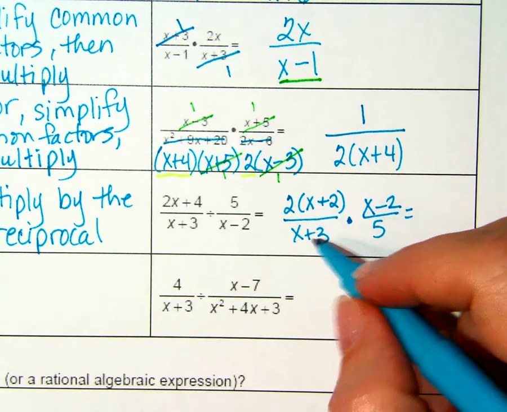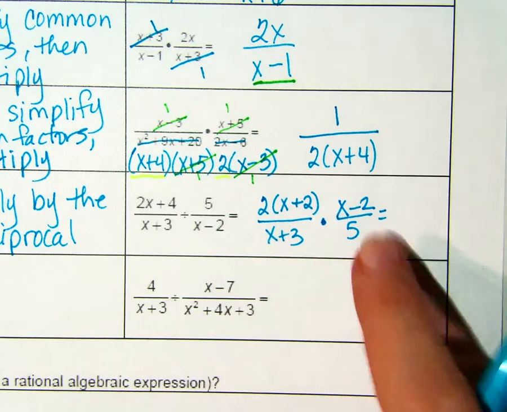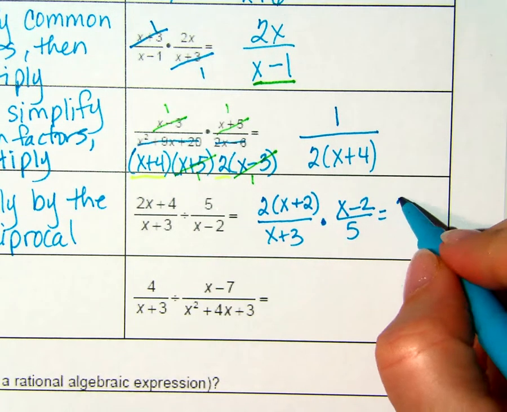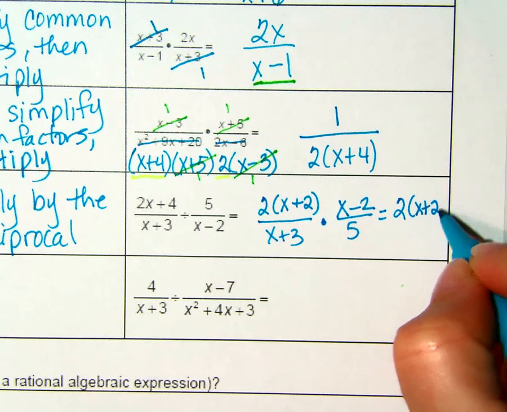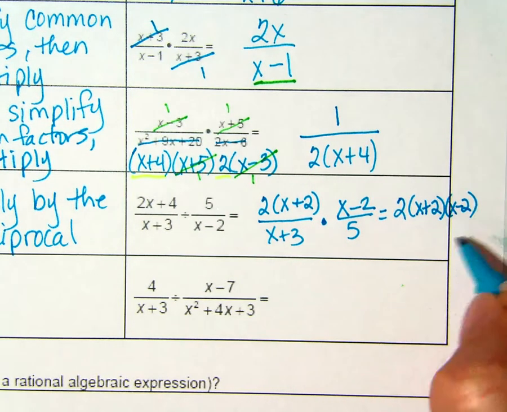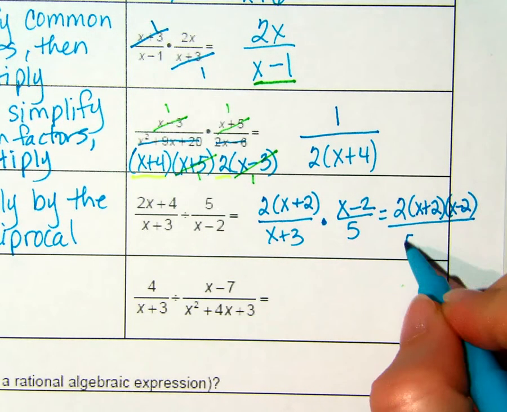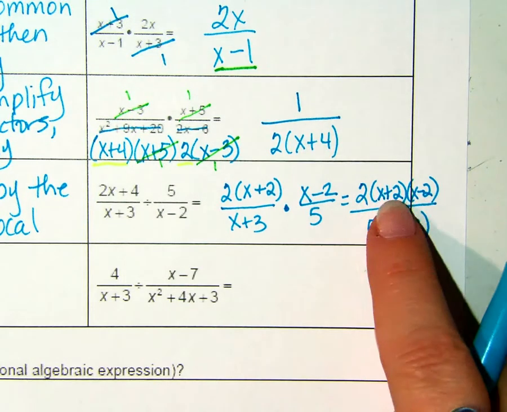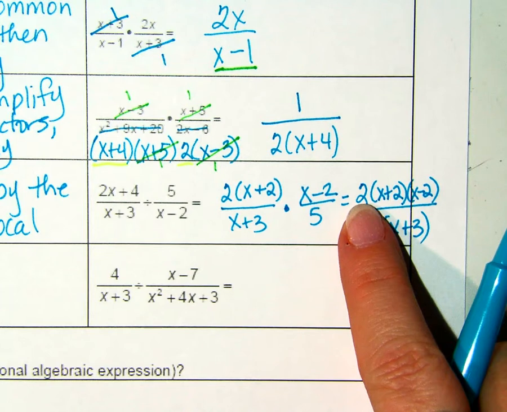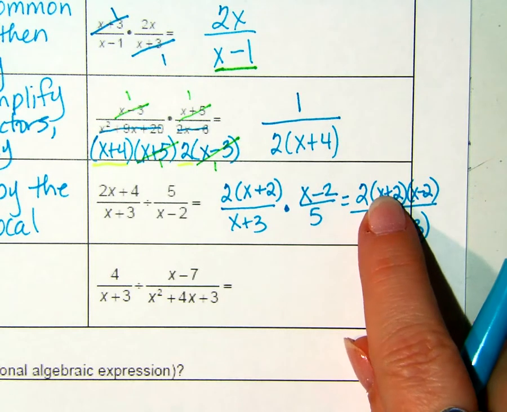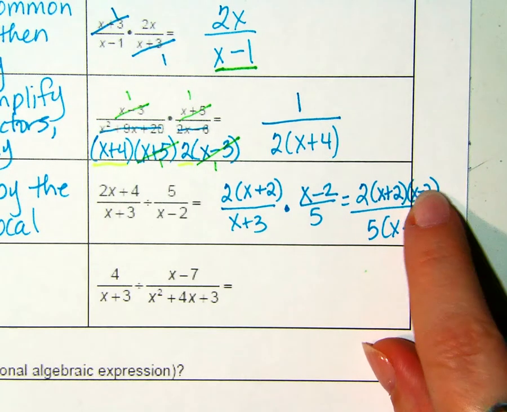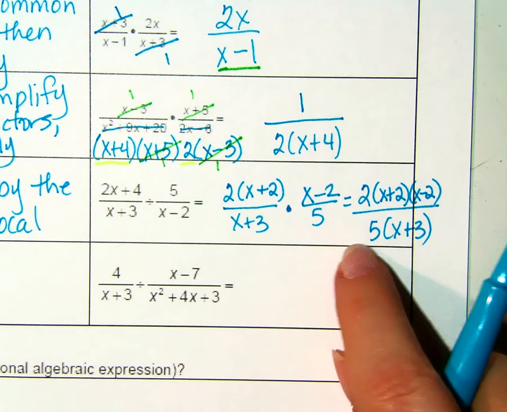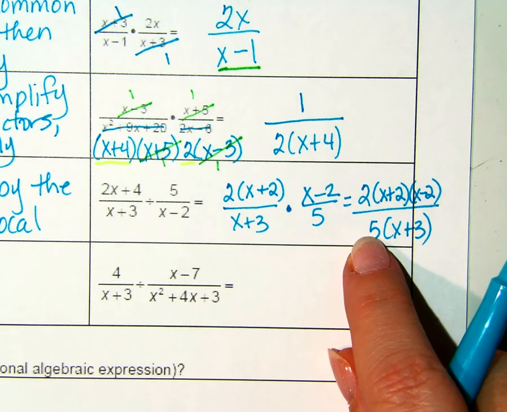Now, I look to see is there any common factors in this new multiplication problem. There are not, so I'm going to just multiply straight across. I get 2 times x plus 2 times x minus 2 all over 5 times x plus 3. Don't get carried away and recognize that there's a bunch of 2's here and think I've got to be able to cancel out some of the 2's, because this 2 is part of this factor and this 2 is part of this factor. I can't get in there anyway. I could simplify this 2 if there was something in the denominator that was divisible by 2.